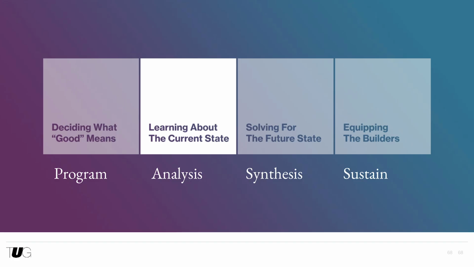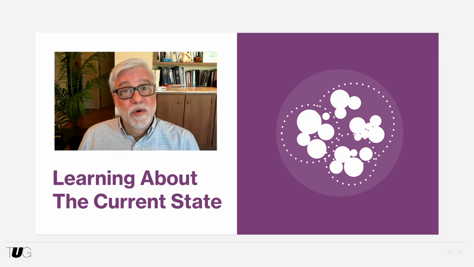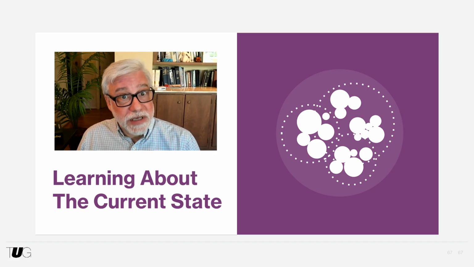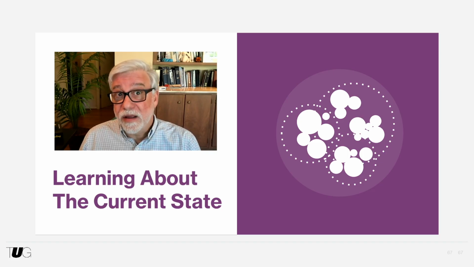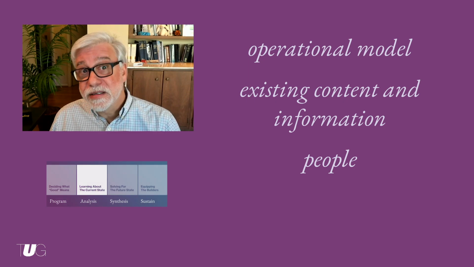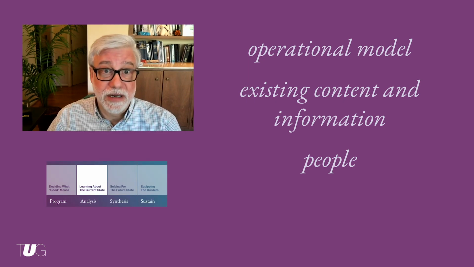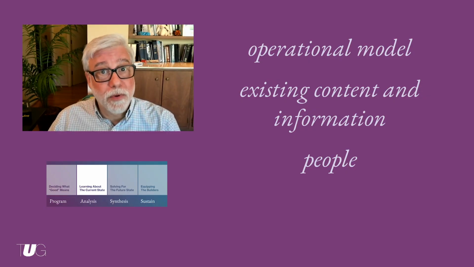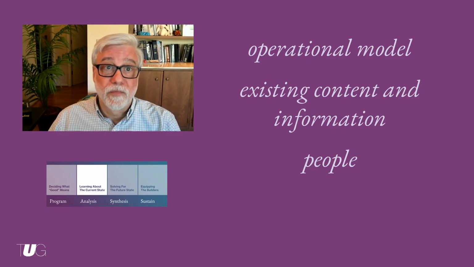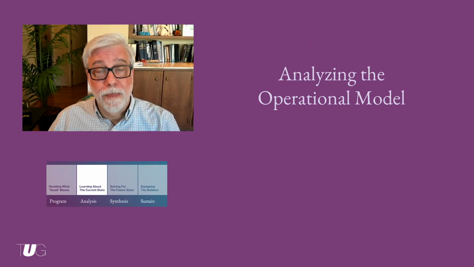With a clear picture of what good looks like, we now move to the analysis phase where we work to understand the current state. We're still primarily focused on what versus how. We'll work to understand any constraints inherent to the project that may affect our design, but primarily we're working to understand three things that need to work together for the place to succeed: the operational model that serves the place, the content and information that currently exists, and the people who the place will serve. Let's look at each of these in turn.